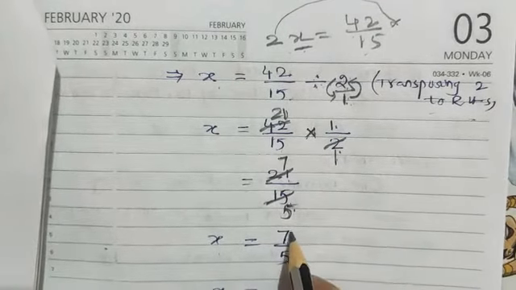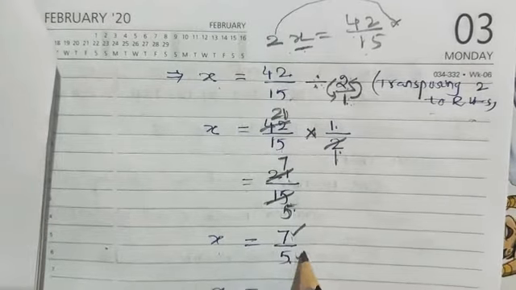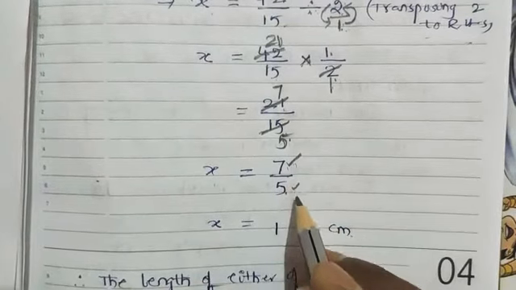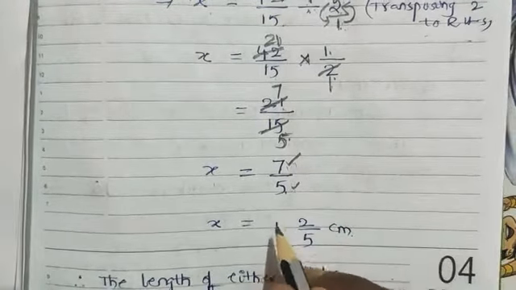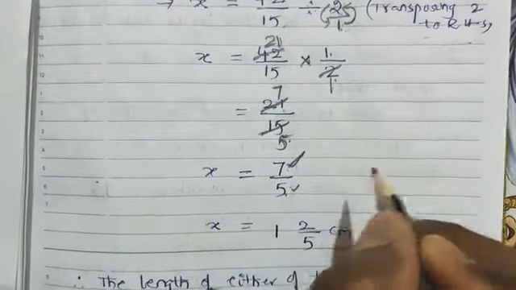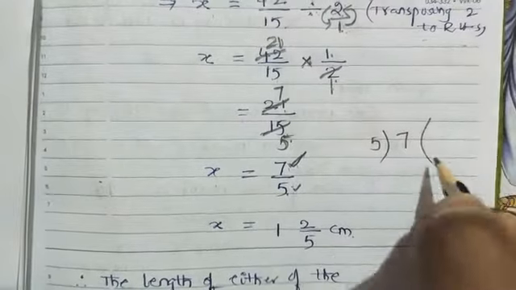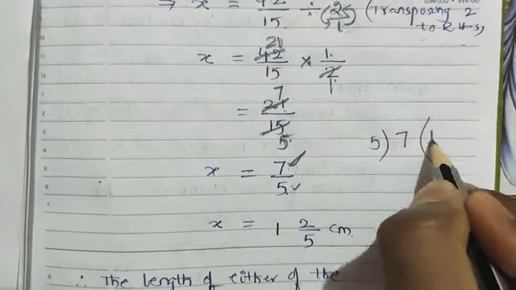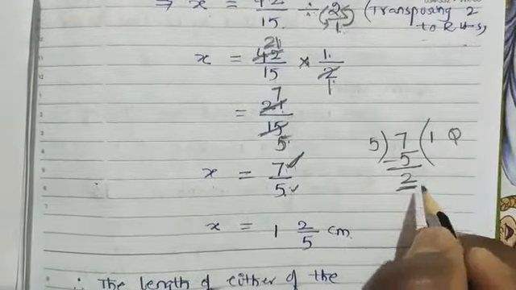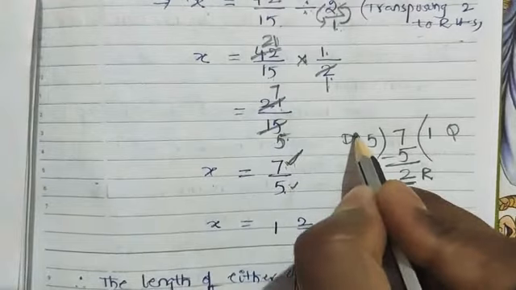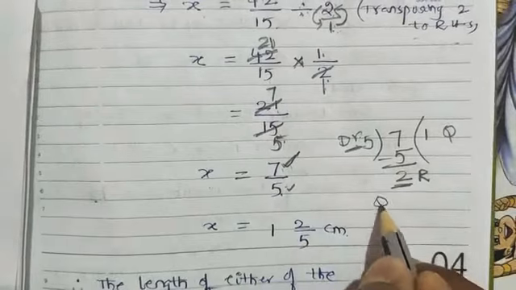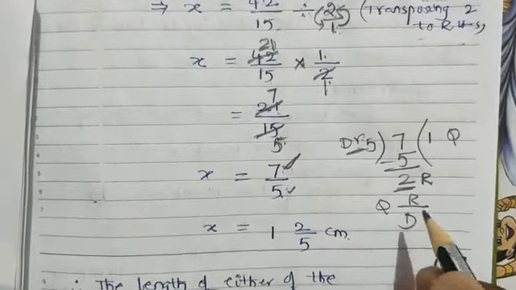Here the numerator is more than the denominator, so it is called an improper fraction. Every improper fraction can be expressed as a mixed fraction. So how can we express it as a mixed fraction? Let me explain here. When 7 is divided by 5, 5 ones are 5. 7 minus 5 is 2. This is the quotient, this is the remainder and this is the divisor. This is only what is required for us. The form is quotient, remainder by divisor; that is the mixed fraction form.